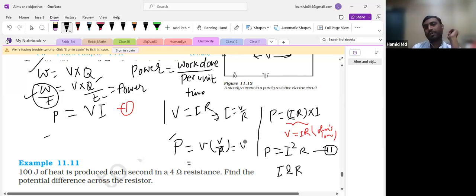See, this is V into V divided by R. V square, V the whole square by R. Yes, V square over R. Here the relation is V into I. Here is the relation in V and R. Here is the relation between I and R. So in all these cases, you may use these equations depending upon the information we are given, right?